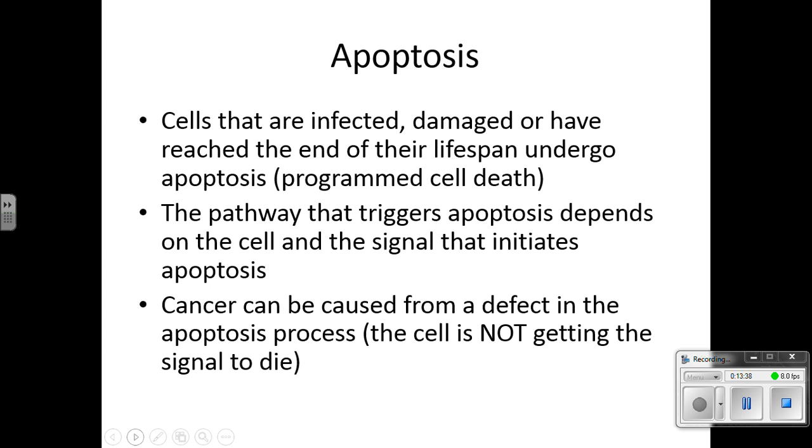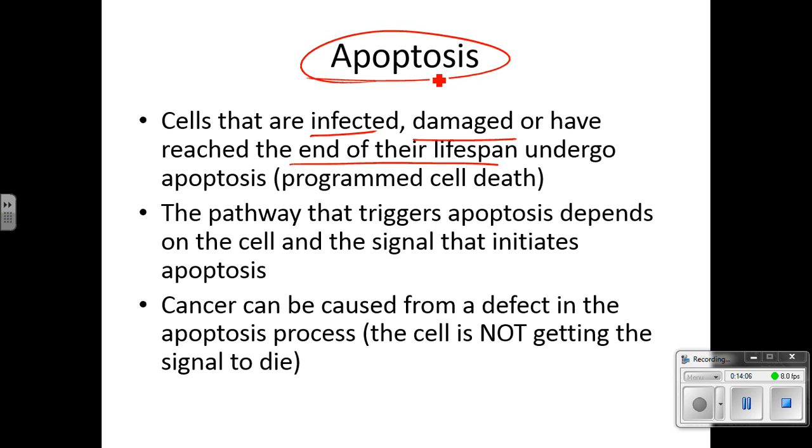Apoptosis. Cells that are infected, damaged, or have reached the end of their lifespan. Cells don't live forever. Depending on the cell type in your body depends on how long it lives. A skin cell might live a couple of weeks, a few days, whereas your brain cells are going to live most of your lifetime, if not all of your lifetime, unless you do drugs and damage them, in which case they're not coming back. The pathway that triggers apoptosis depends on the cell and the signal that initiates apoptosis.